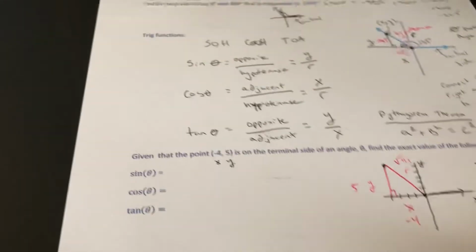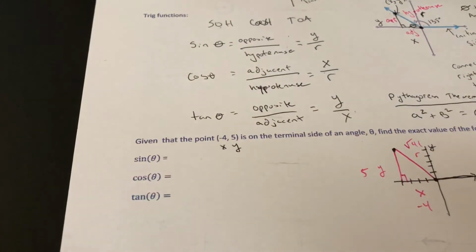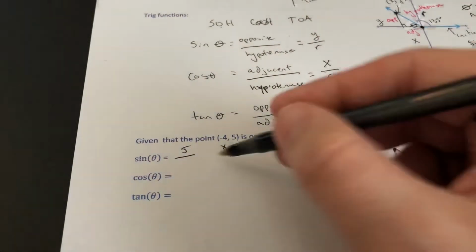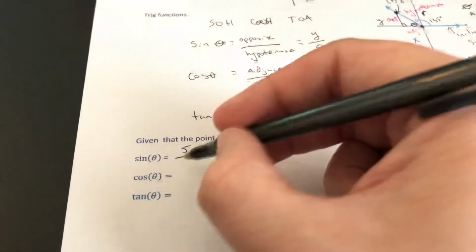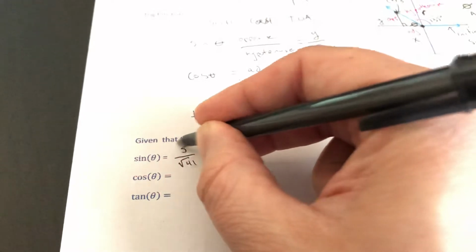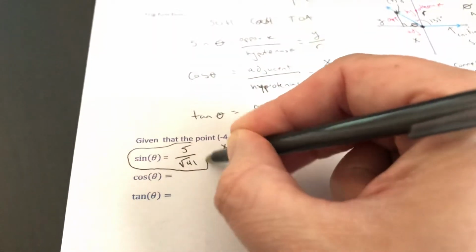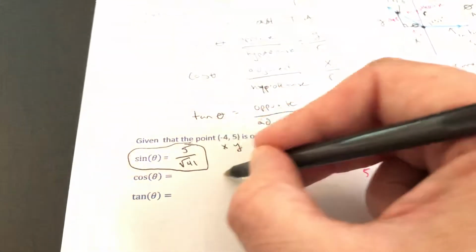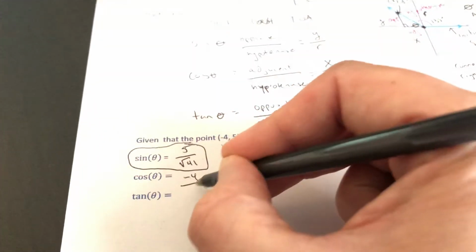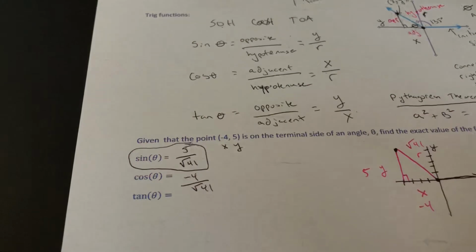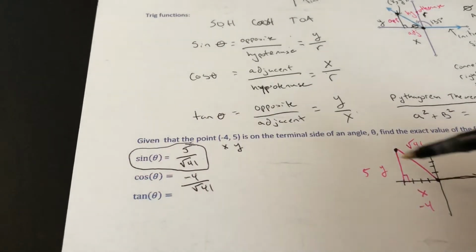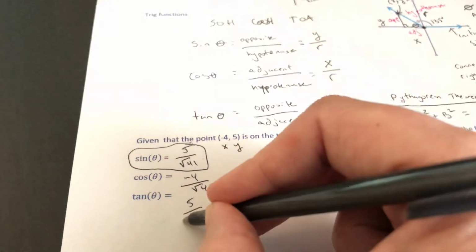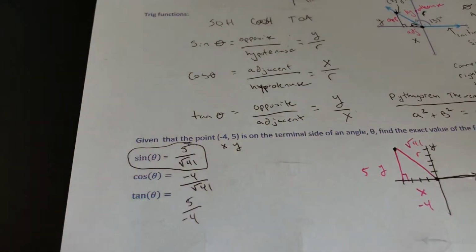So sine is y over r. Well, what's my y coordinate? It's 5 over my r value, which is root 41. And that'd be your answer for sine. Cosine is x over r. So my x is -4 over root 41. And that'd be your answer for cosine. Tangent is y over x. So it's going to be 5 over -4. And those are your 3 values there.